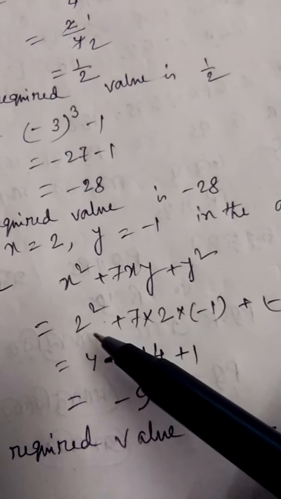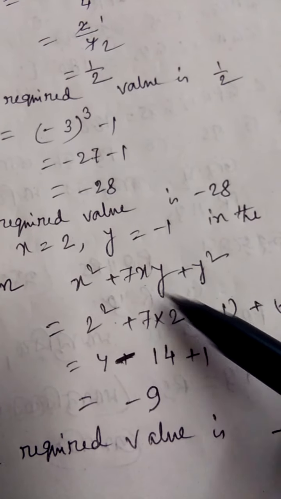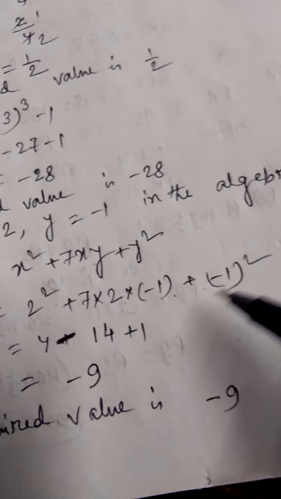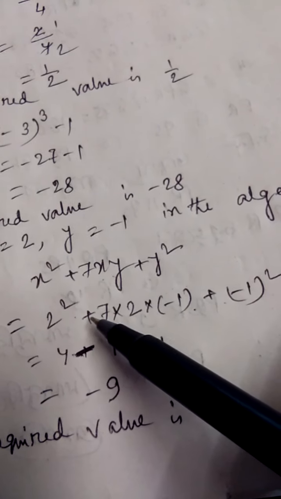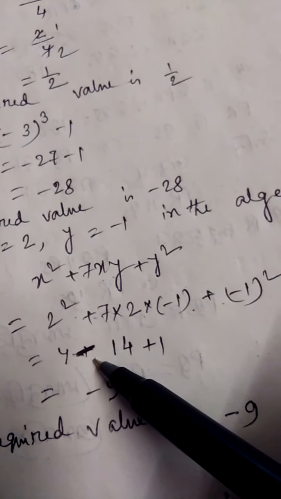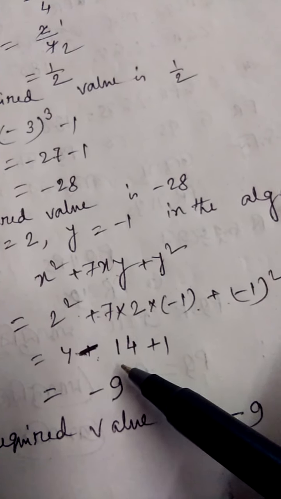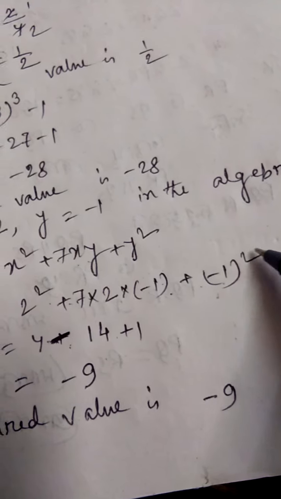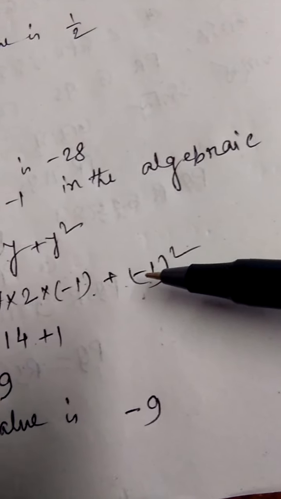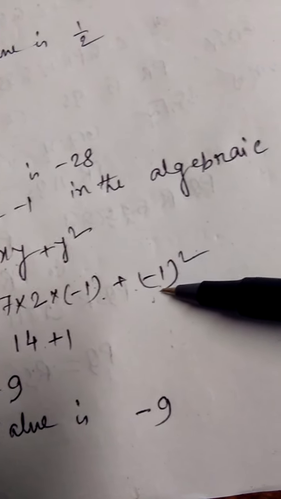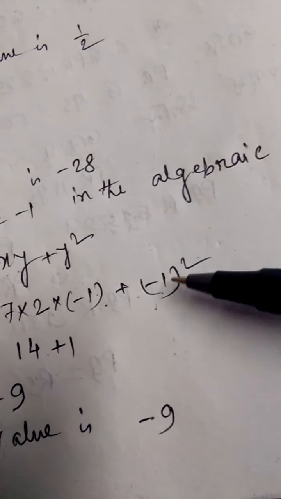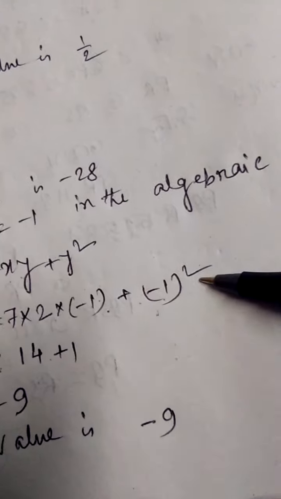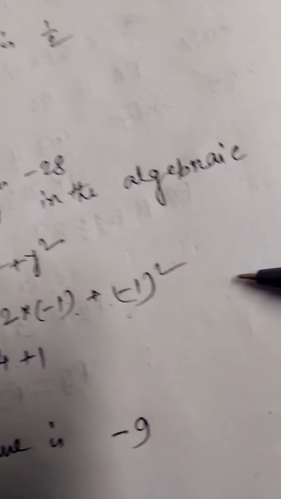Then we will get 2 square plus 7 into 2 into minus 1 plus minus 1 whole square equal to 4. Plus into minus is equal to minus. 7 into 2 equal to 14 into 1 equal to 14, plus minus 1 whole square. In this case minus is multiplied 2 times, that is an even number of times. Why? Minus 1 whole square means minus 1 into minus 1.